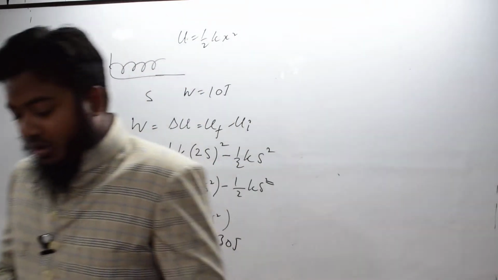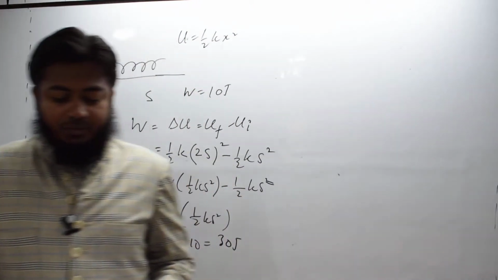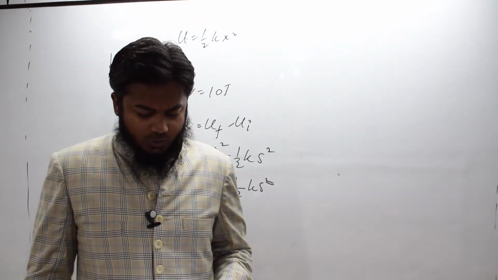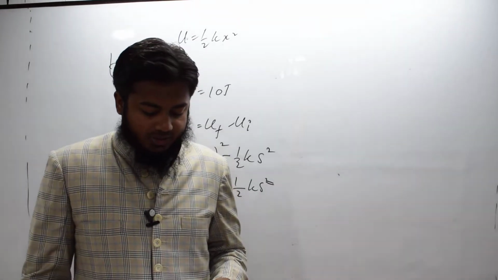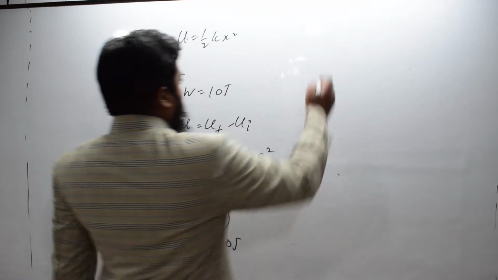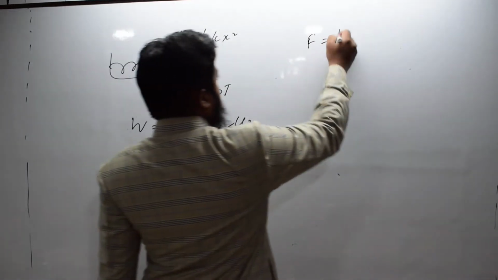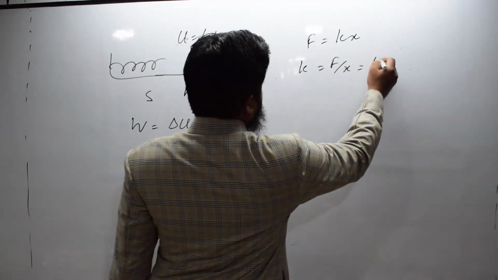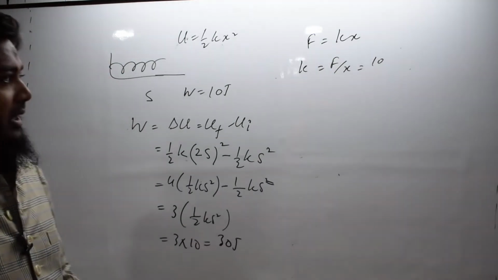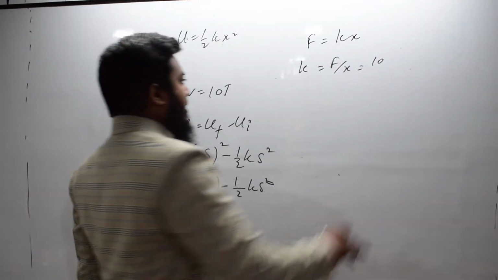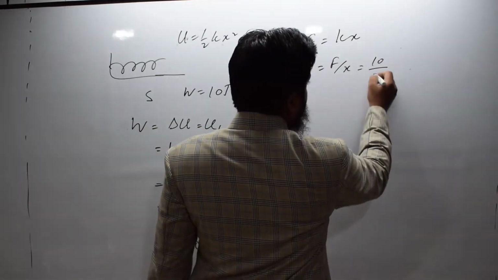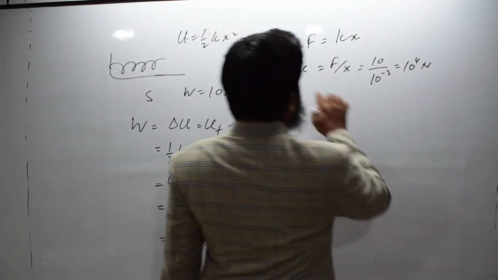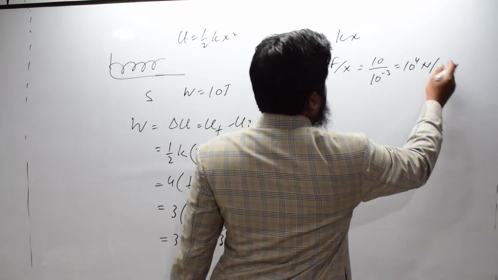Next question, a spring 40 millimeter long is stretched by the application of a force. If 10 Newton force is required to stretch the spring through 1 millimeter. So, you know, for a spring the magnitude of force is equal to kx, then k is equal to f by x. Here it is given that force required for stretching 1 millimeter is 10. So, 10 Newton upon 1 millimeter, which is 10 raised to the power minus 3 meter. So, it becomes totally 10 raised to the power 4 Newton per meter. So, the spring constant is 10 raised to the power 4 Newton per meter.